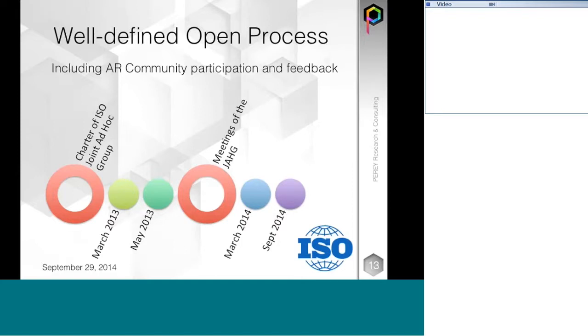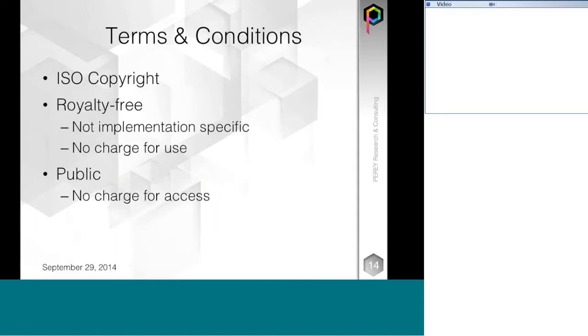And then in early 2013 and through the last 2 years, we've been giving feedback between the meetings of the joint ad hoc group. That process is well-defined, and each time it's published as a draft, and there's open dialogue between members of the community and the document itself. It does have an ISO copyright, and that's a good thing. It preserves the integrity of the document.